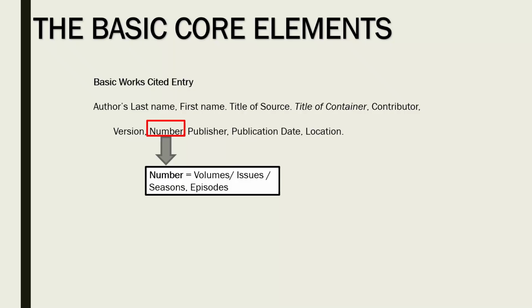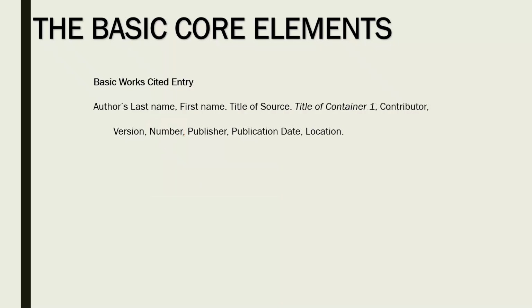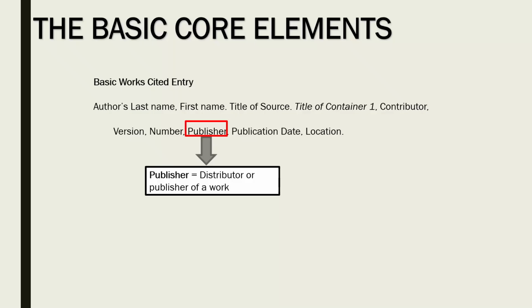In MLA style, the publisher is the 7th element. It is the organization primarily responsible for producing the work or making it available to the public.